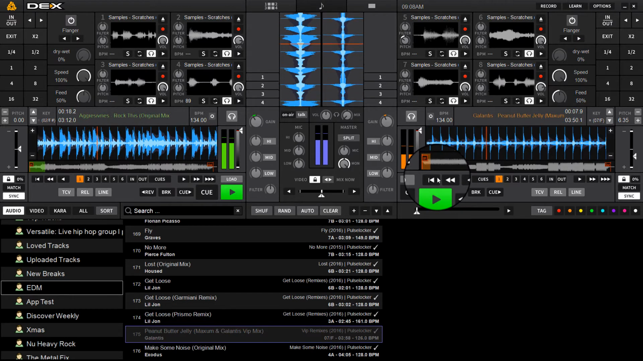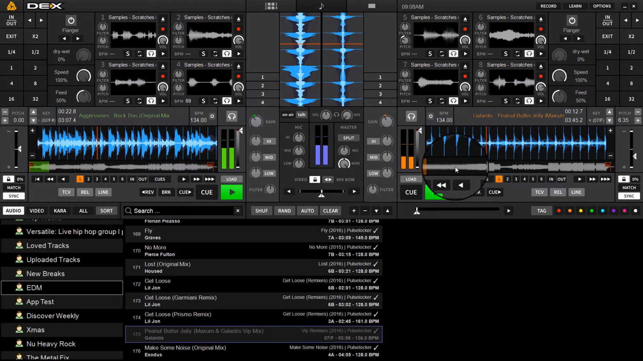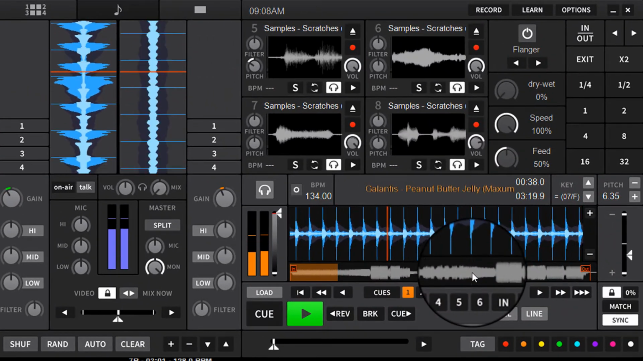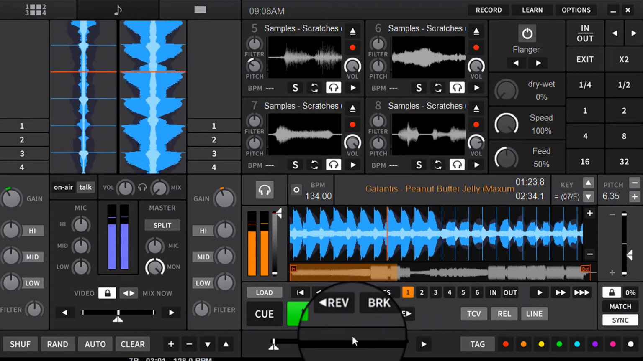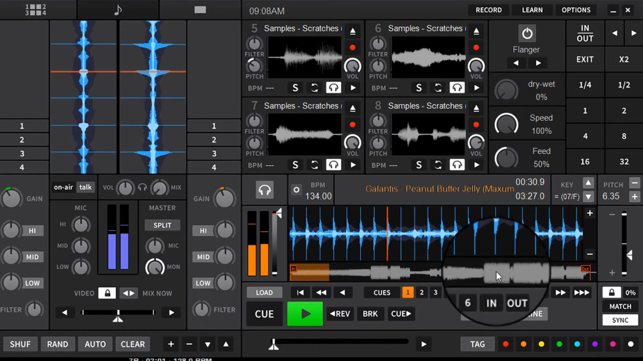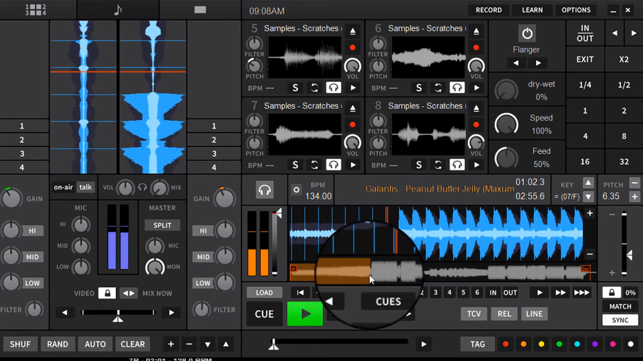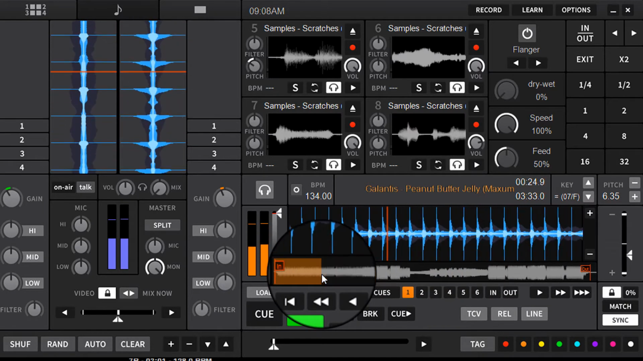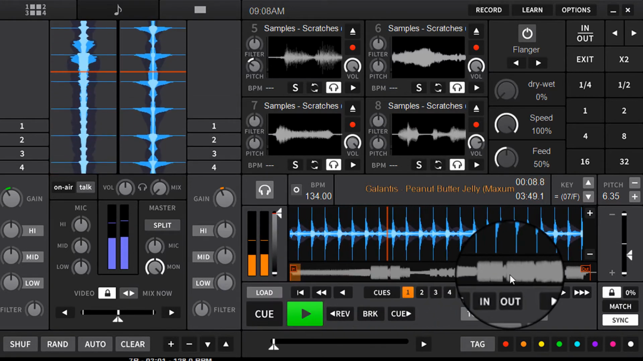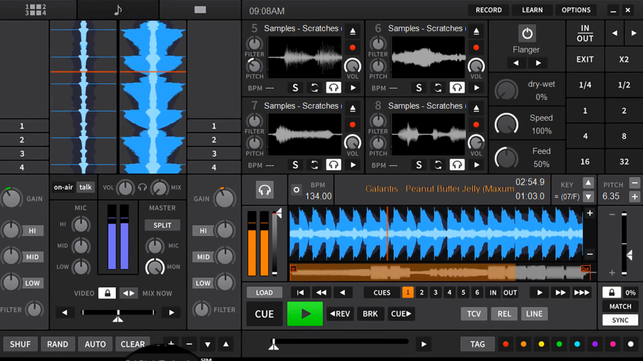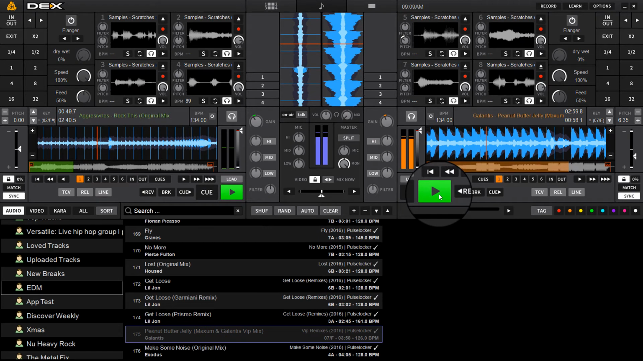So we got our two tracks going, they're synced, they're locked in beat, the sync is on, it's engaged on both decks. And that's really all there is to it.